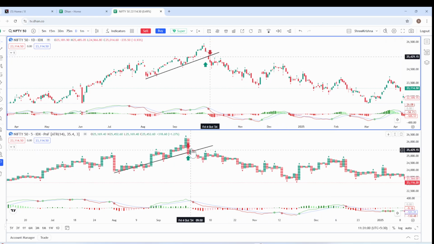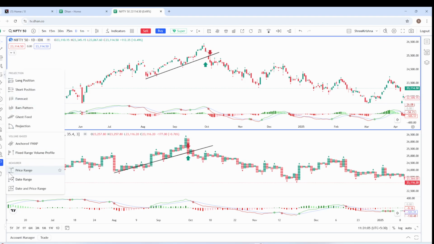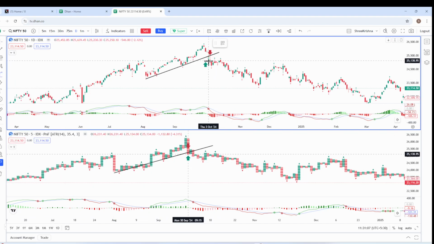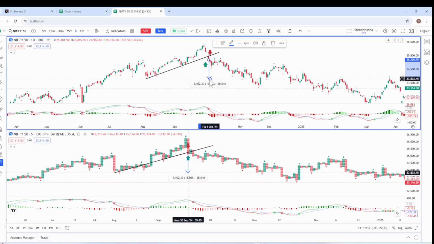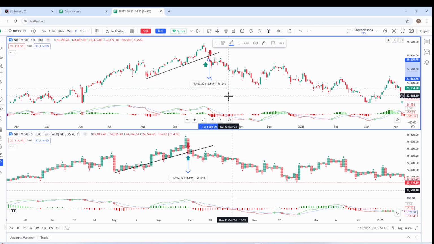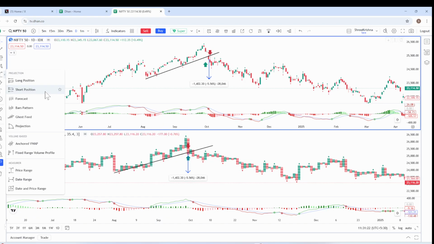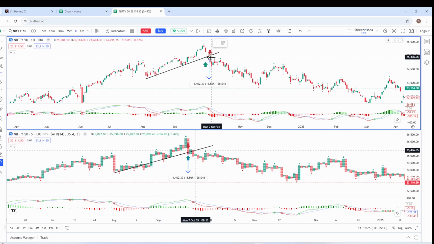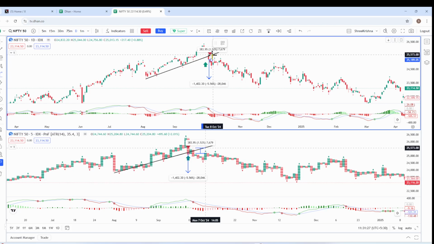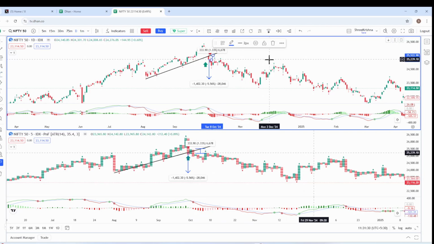and your target is, let me take this, 25,100, and your target is 1,400 points. With the stop remaining, I'll show you the stop. Let me take that too. The stop remains around about 300 points. It is 1:4 and 1:5.